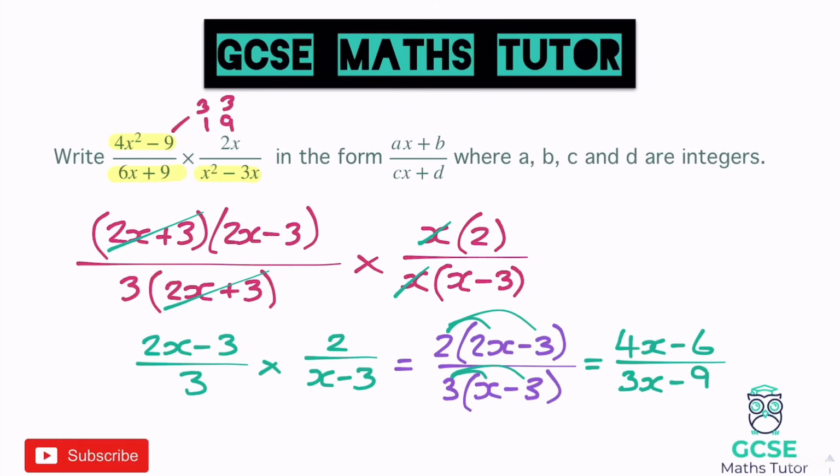And there we go, that's our final answer. We've got it in the form that the question's asking for. Now we've got it in the form ax plus b over cx plus d. So a is 4, b is negative 6, c is 3, and d is that negative 9 at the end there. And that finishes off our question, 4x minus 6 over 3x minus 9.